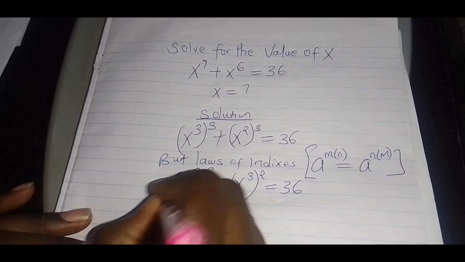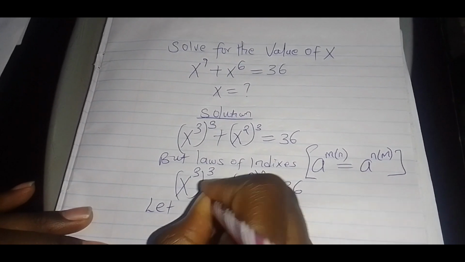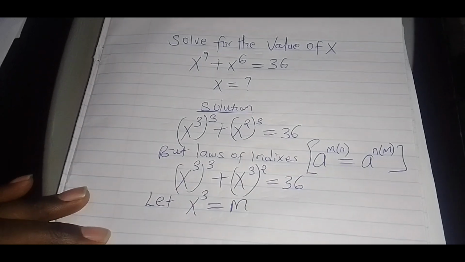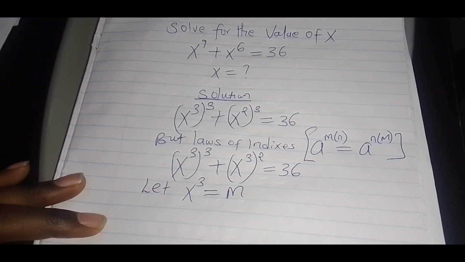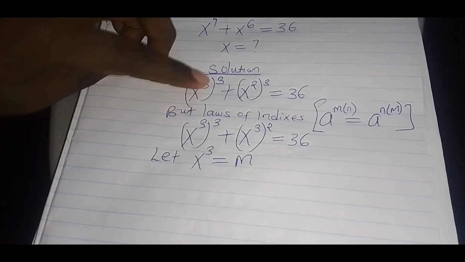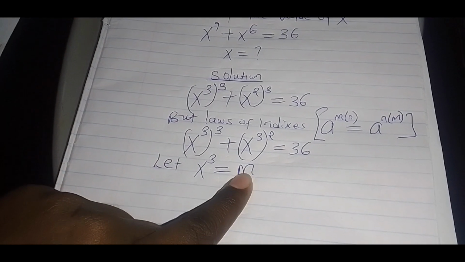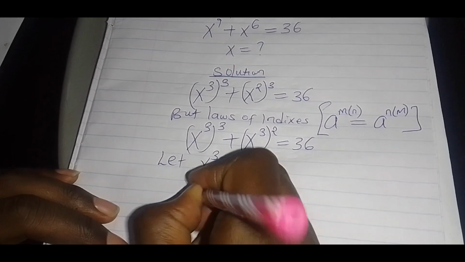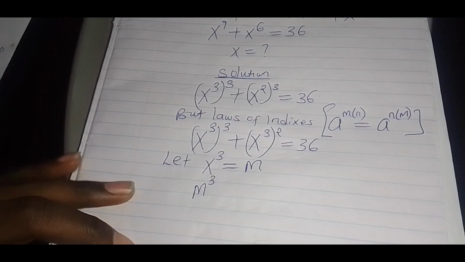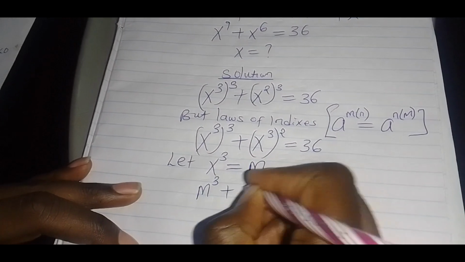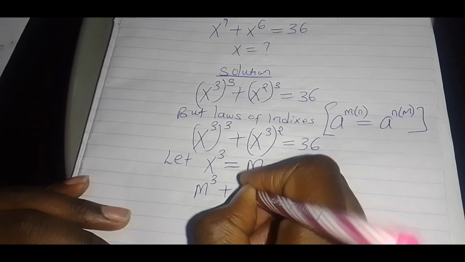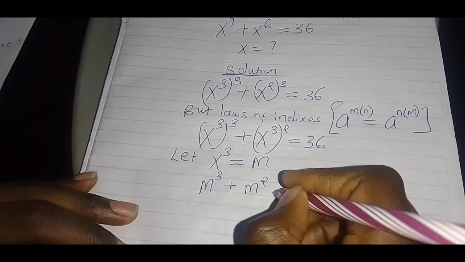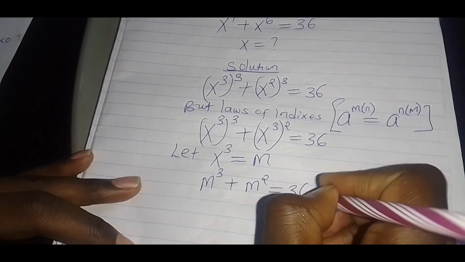And then the next phase, we are going to say let x cubed be equal to m. Where there is x cubed, we substitute with m as follows. We'll have m cubed plus m squared. You can see here we're substituting in this equation. This is equal to 36.